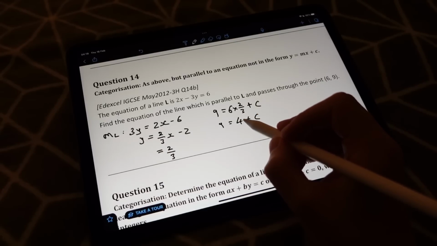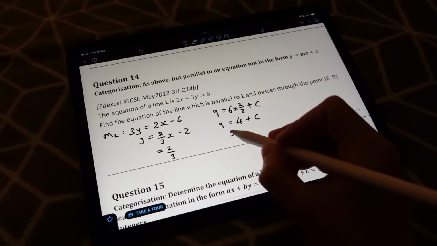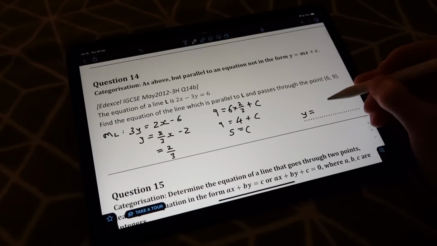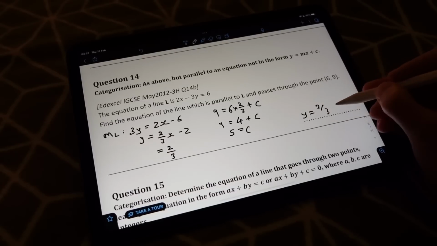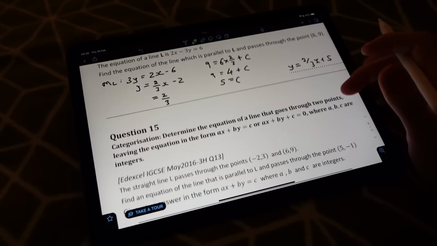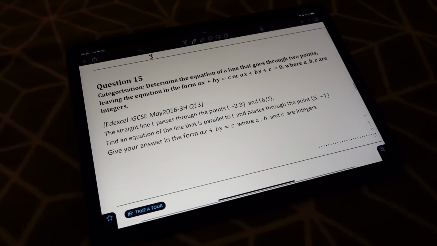So we have subtract 4 from both sides. We have 5 equals c. So we have y is equal to 2 over 3x plus 5, which is really similar to above. And we'll make this the last question of the night.